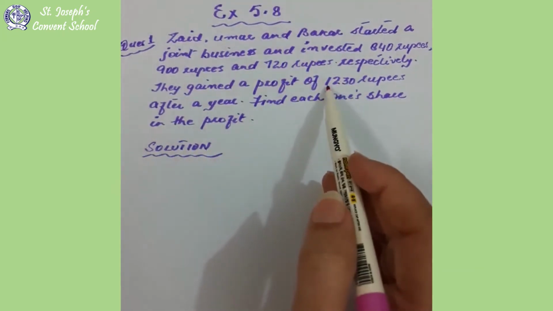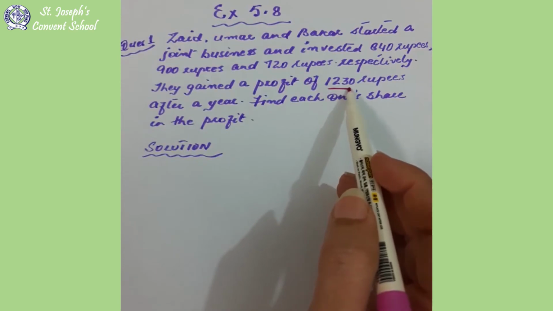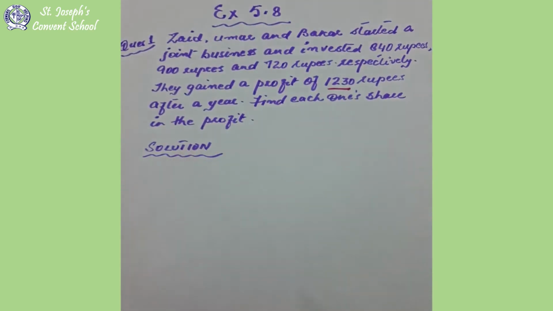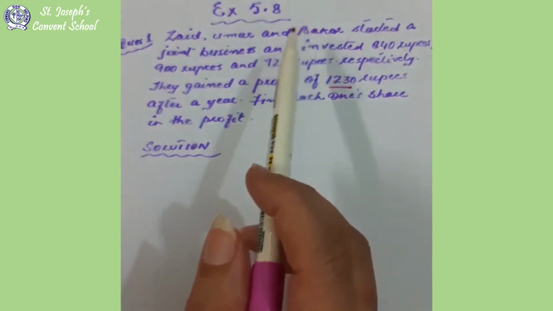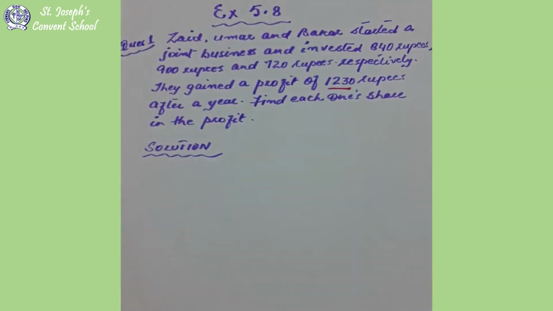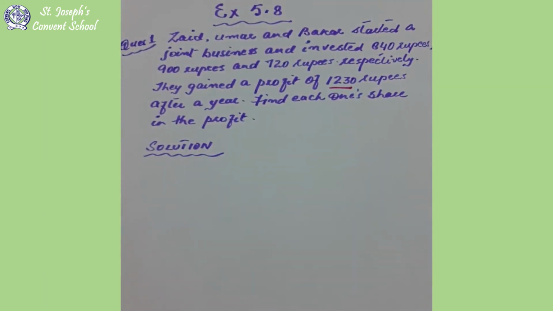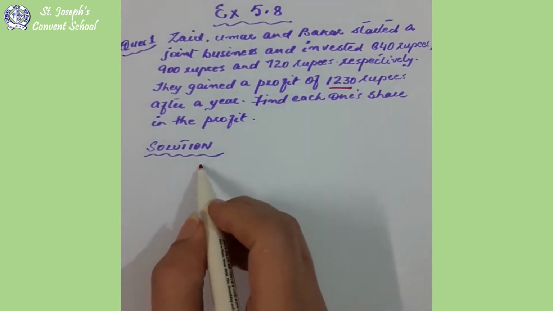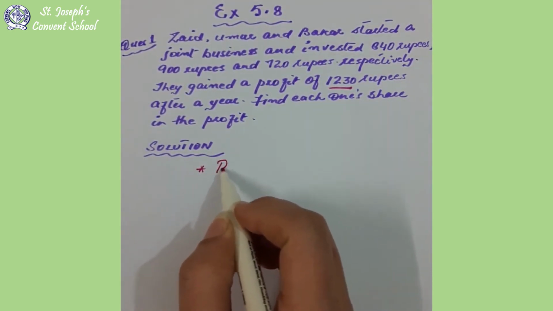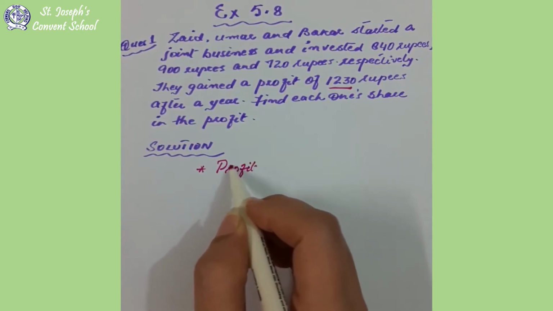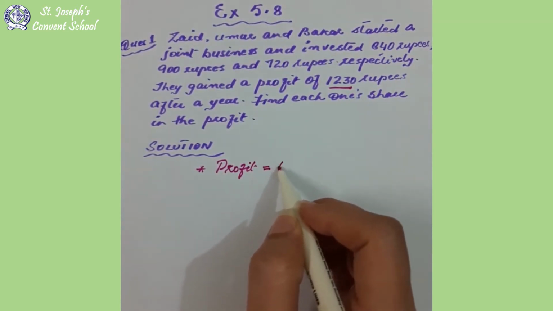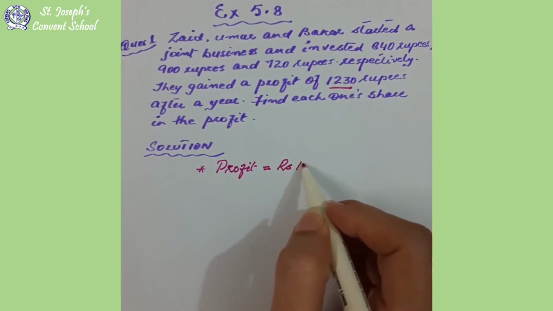So this profit you have to distribute. Find each one's share in the profit. Same way you'll do, write the profit and you have to divide the profit between Zaid, Umar and Bakr. Okay, so let's write the profit first. So the profit is rupees 1230.